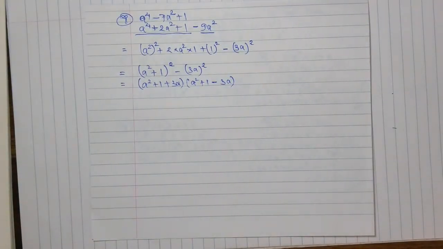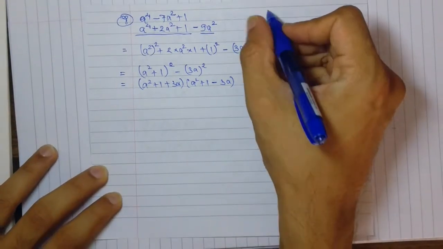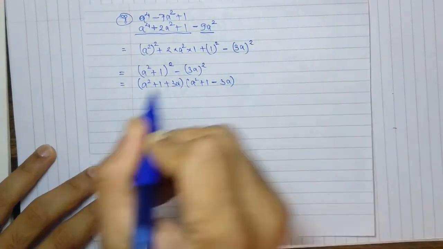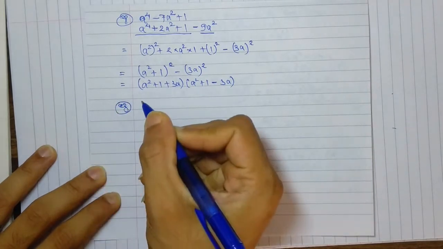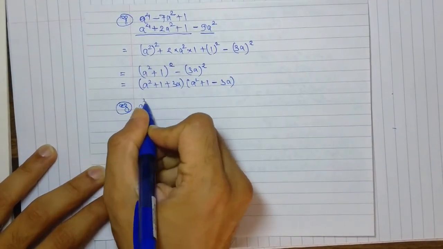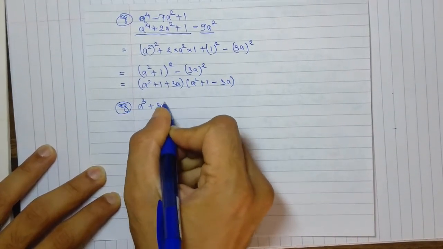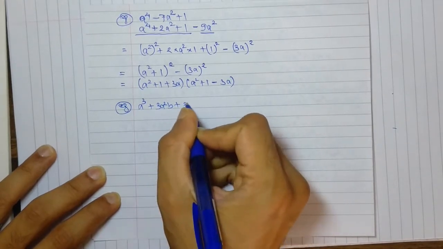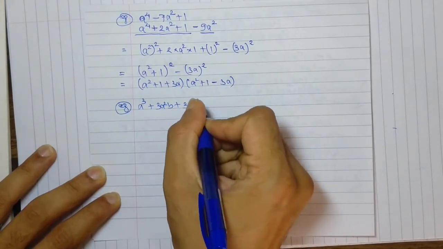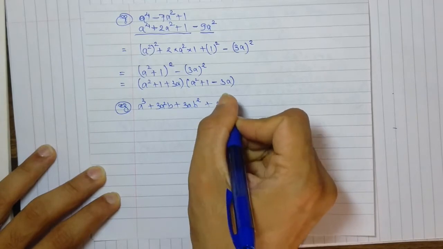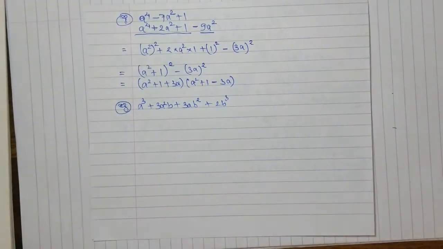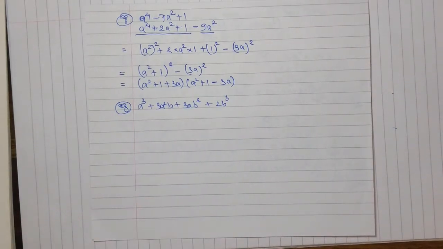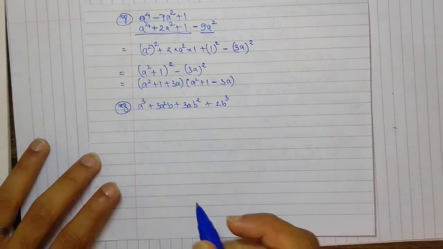Right? So that's the answer. Let's go for one more factorization over here. a cube plus 3a square b plus 3ab square plus 2b cube. This is very easy. If you have done the expansion part properly, you would remember that this is of the form a plus b the whole cube. This is the identity of a plus b the whole cube.